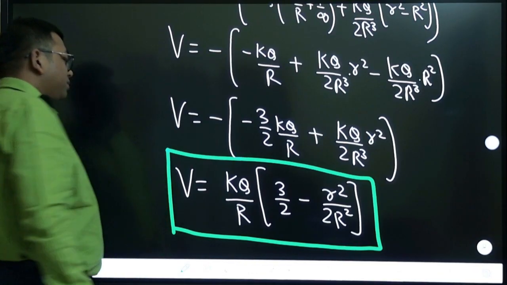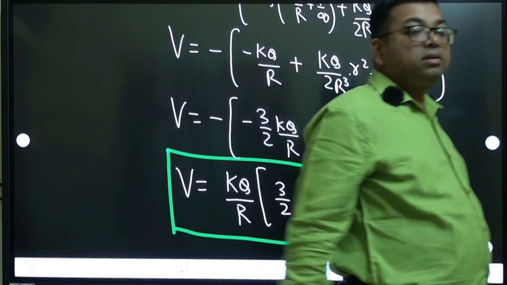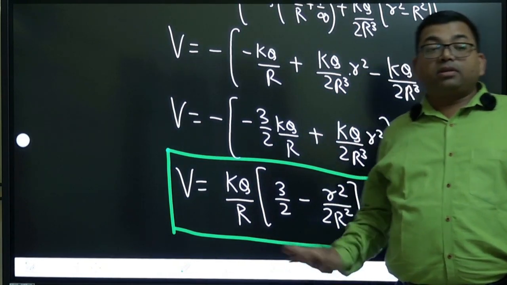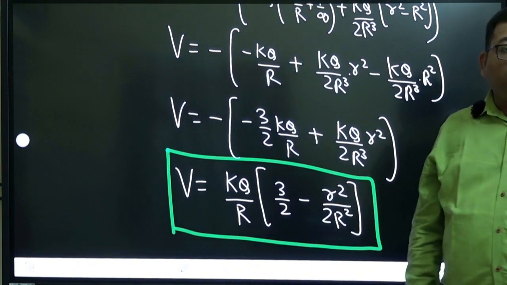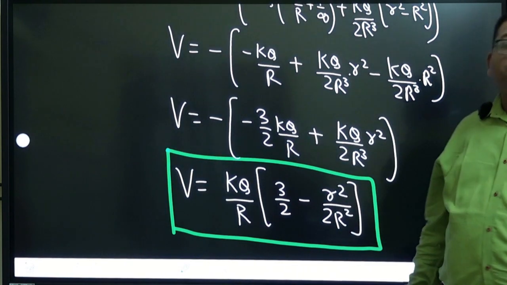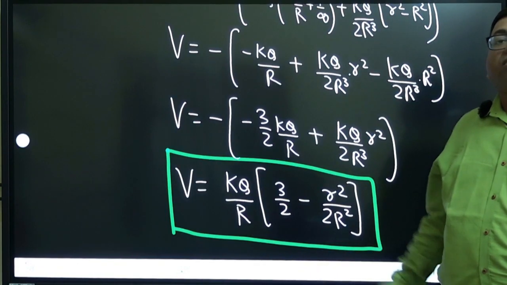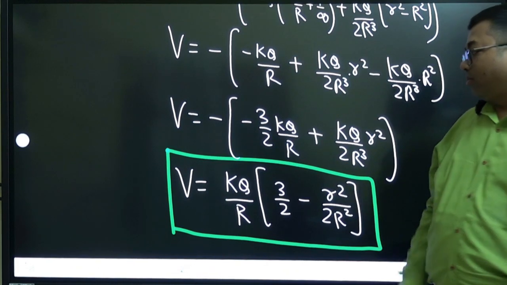This formula is for potential at any point inside the solid insulator sphere. The sphere is an insulator, and the charge is a volume charge distribution. kq by R times (3 by 2 minus r square by 2 capital R square). This formula we must remember. That's all. It's a very important formula.